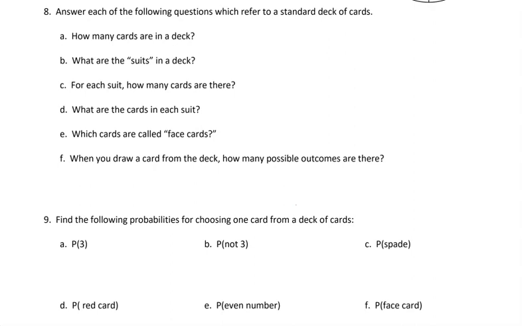Okay, so a normal deck of cards has 52 cards in the deck. The suits are the different symbols on the cards. So there are hearts, spades, diamonds, and clubs. For each suit, there are 13 cards in it. So there are 13 hearts, 13 spades, 13 diamonds, and 13 clubs.